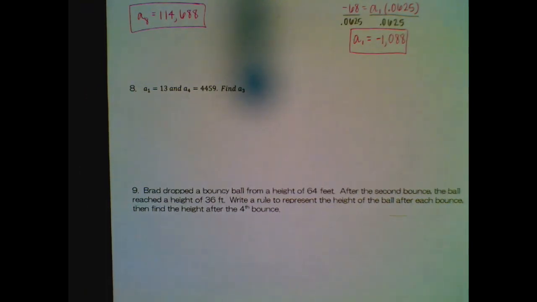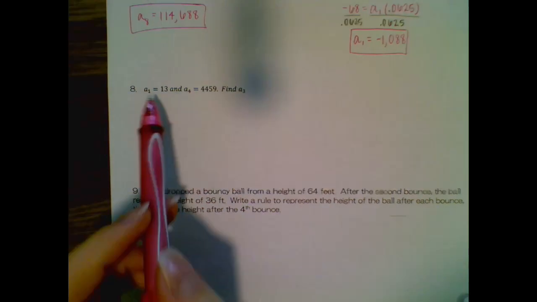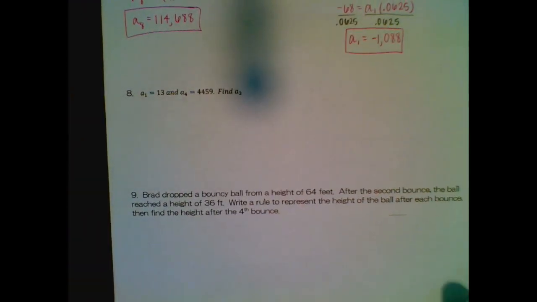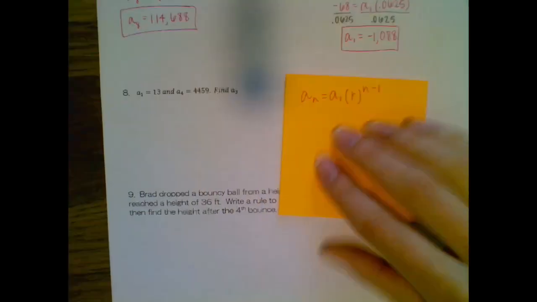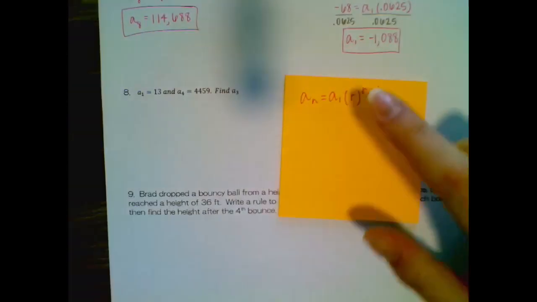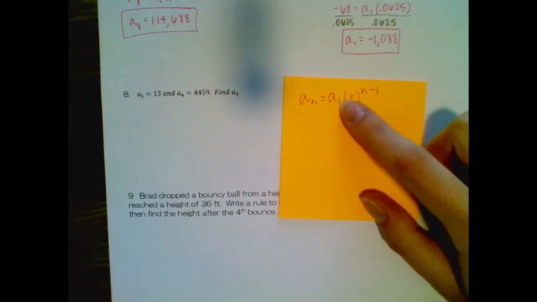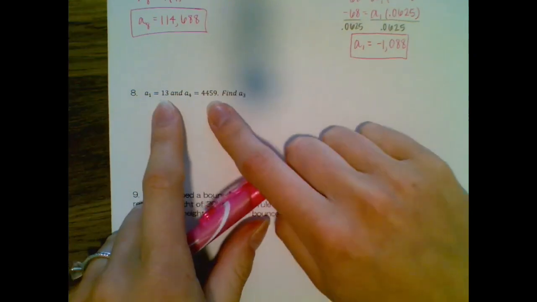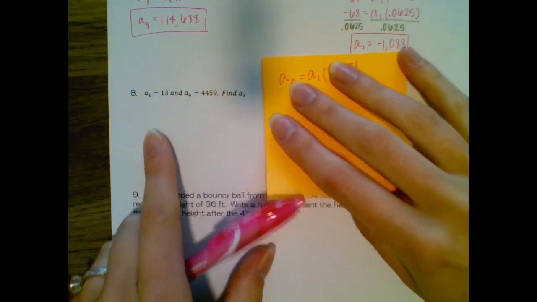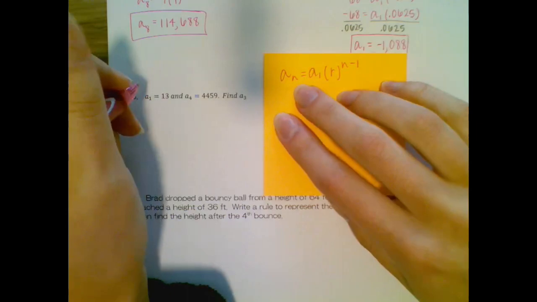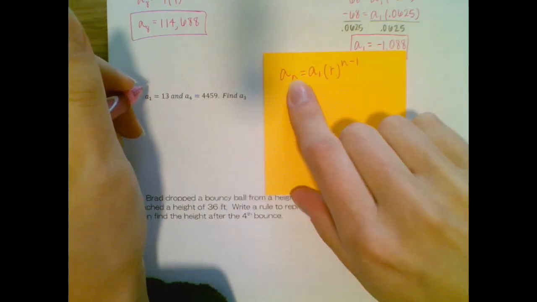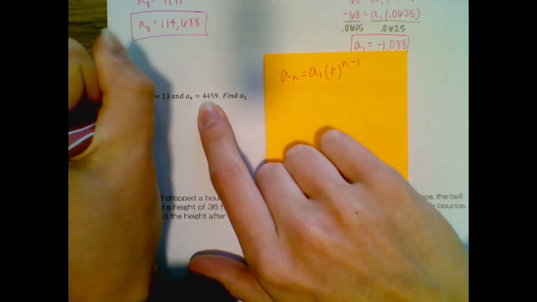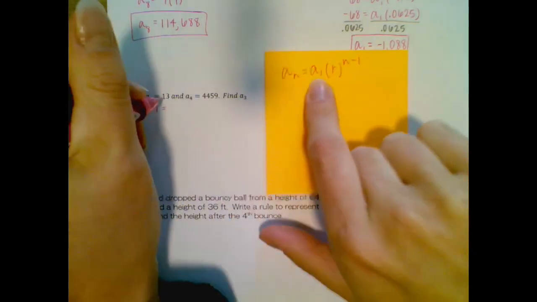All right, number 8. A sub 1, a sub 4, find a sub 3. All right, so essentially we have to find a sub n, which is a sub 3. But in order to do that, I'm going to need r. I have a sub 1, but I don't have r. So we're going to have to do some math here with this information to find r first. So let's say that the a sub 4 is this a sub n right here. So that is equal to 4,459. My a sub 1 is 13.